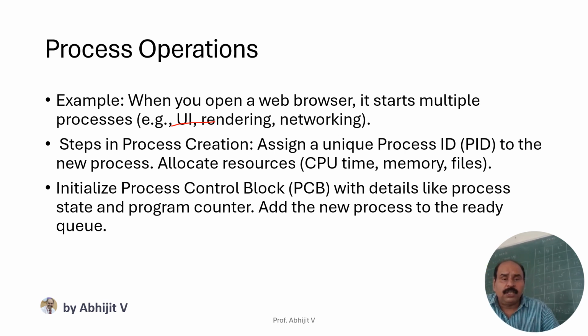Steps in process creation. You assign a unique process ID to the new process, and allocate resources, the CPU time, and so on. As soon as a process is created, these are the things the operating system does. First, it allocates an ID. As soon as you enter your college, what are you given? You are given an ID card or a roll number, right? Registration number. The same way, whenever a process is started, a registration number called process ID is given to that particular process. Clear? That's one thing.